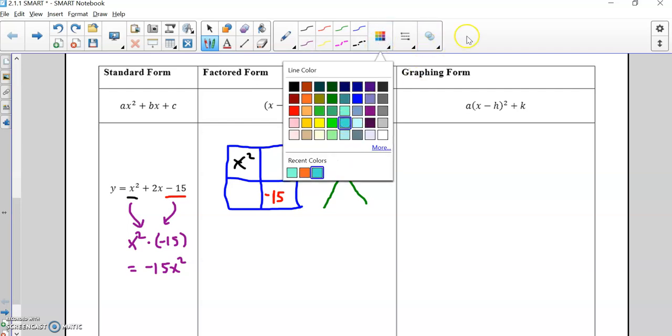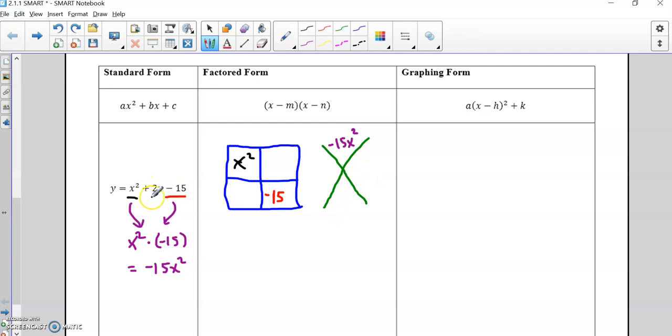Alright, and then for the bottom, it's always going to be your middle term. So 2x. Now, we get to kind of play a game. That's what I like to call it. We want to know, okay, what two numbers multiply to make the top, and what two numbers add to make the bottom.